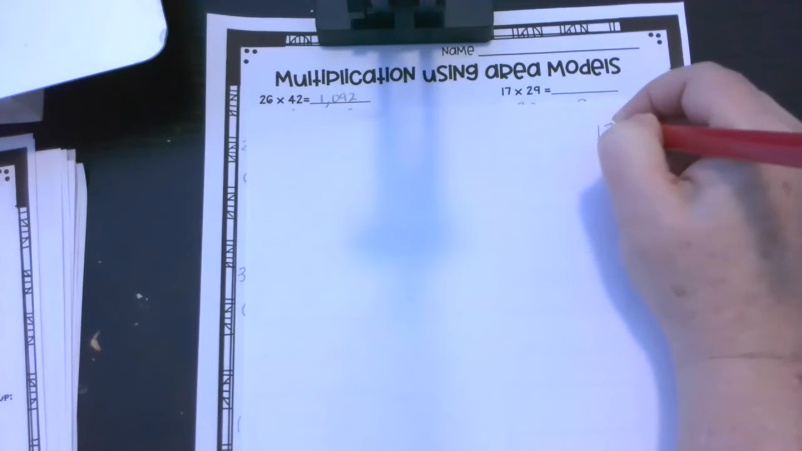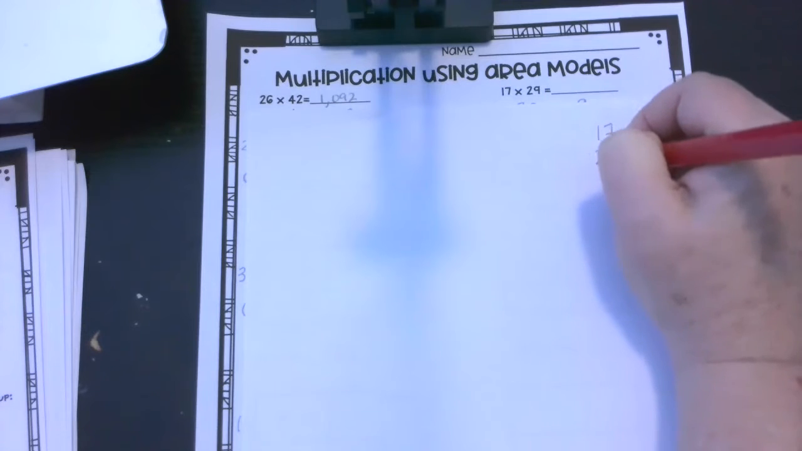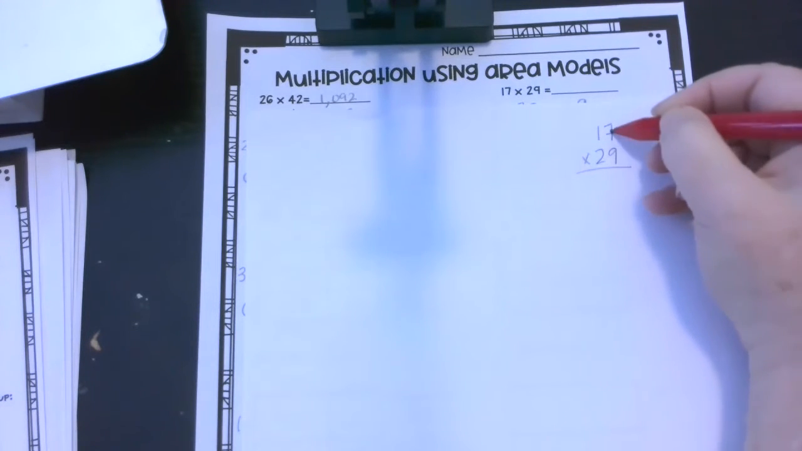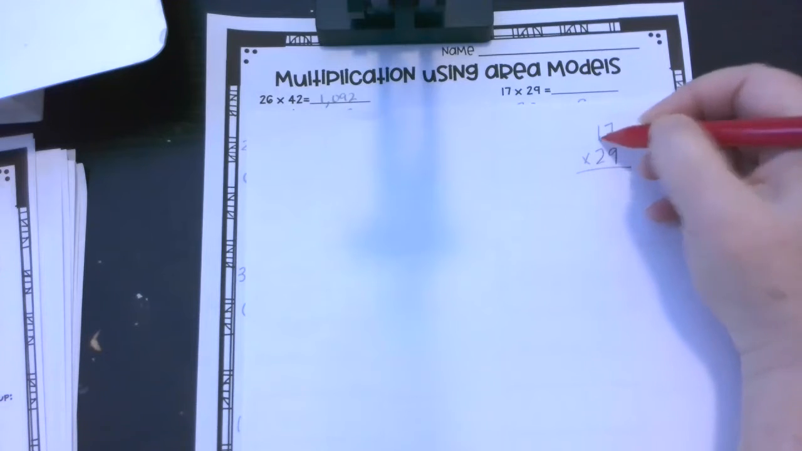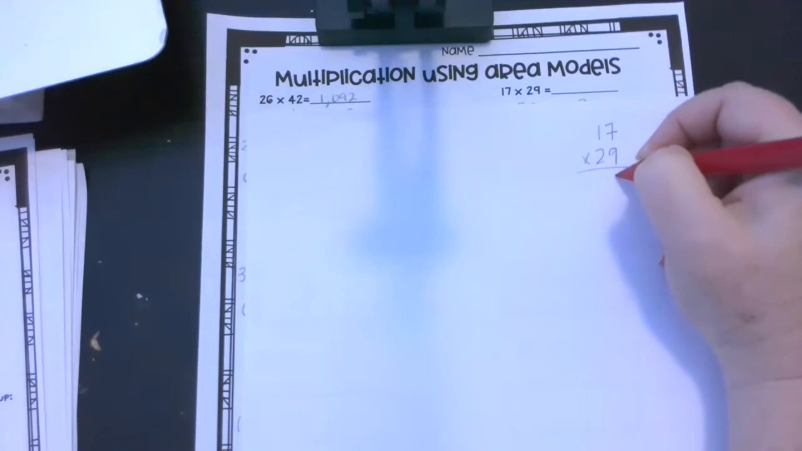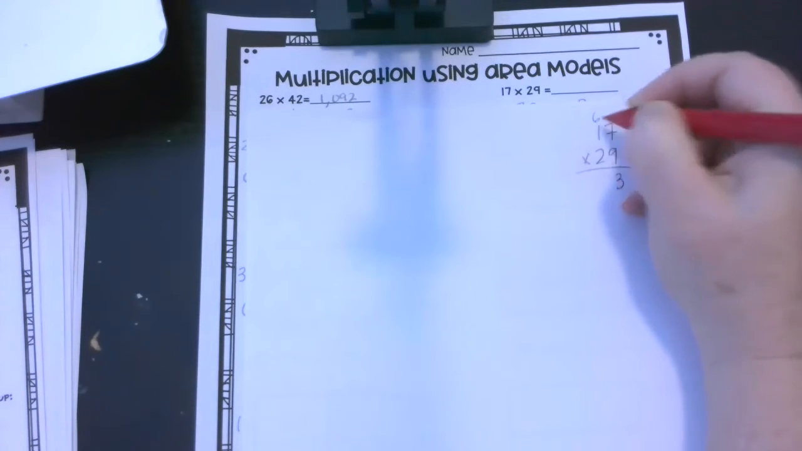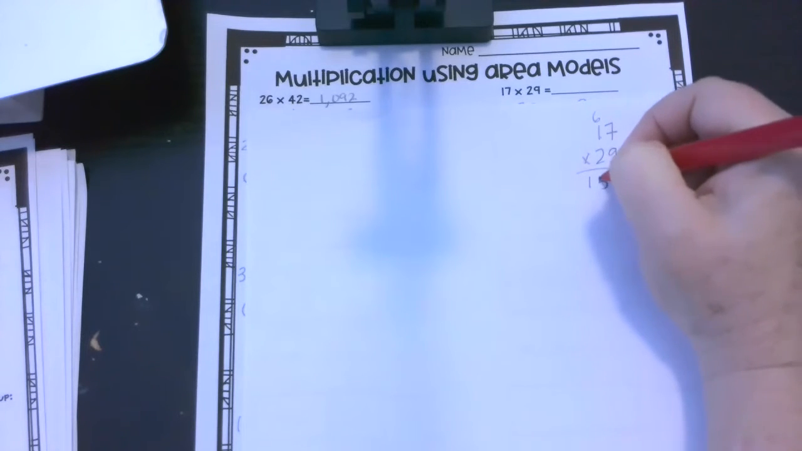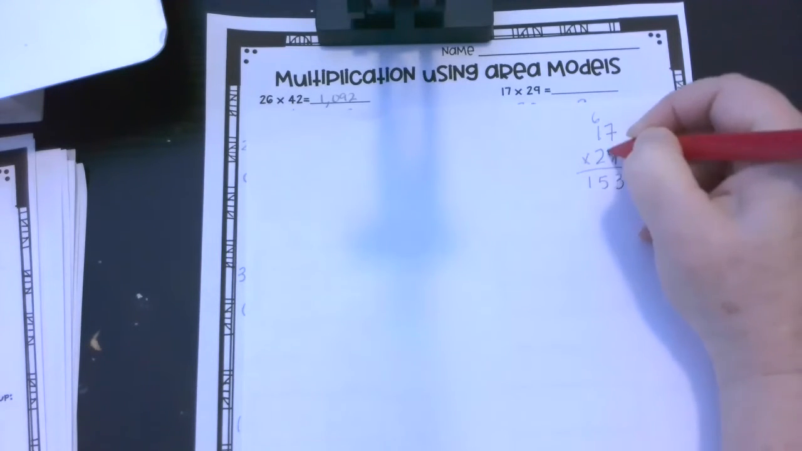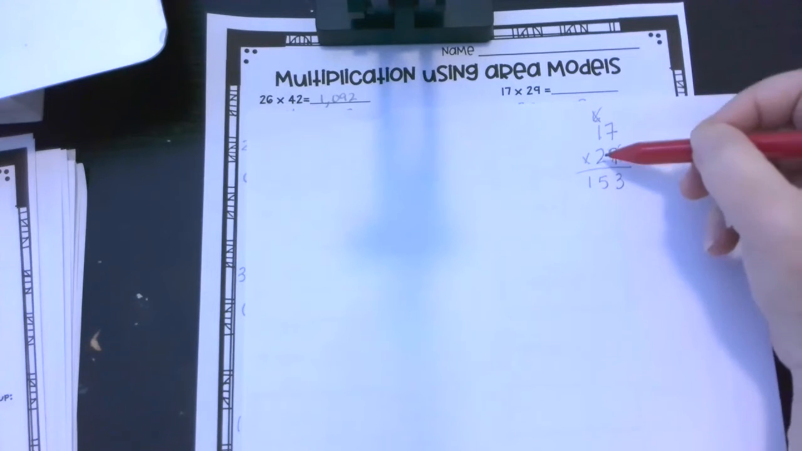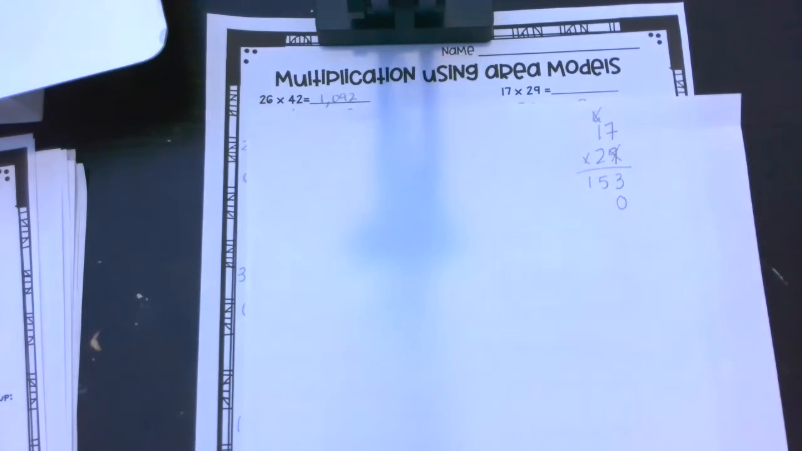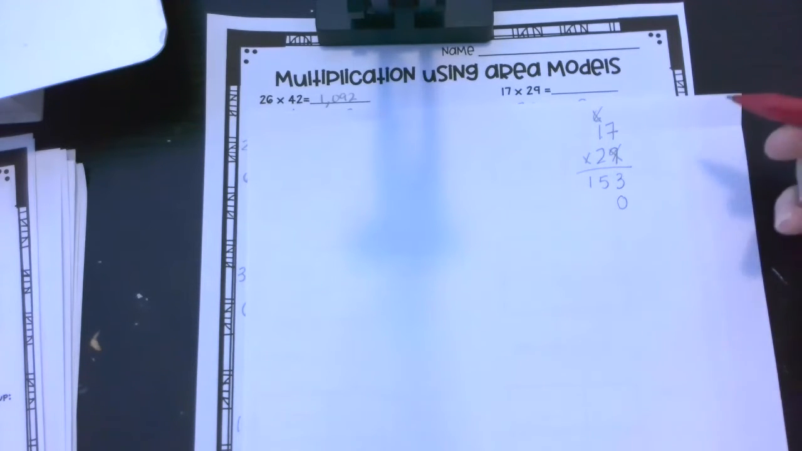But 17 times 29, if I do the algorithm, I'm multiplying my ones times my ones, my ones times my tens. So 9 times 7 is 63. Put down my 3 and carry my 6. 9 times 1 is 9, plus 6 is 15. Now, I'm going to get rid of that. I'm multiplying by 20 now. So I'm going to put down my 0, like we did on the other page. We just put our 0 down at the beginning instead of the end as our placeholder.